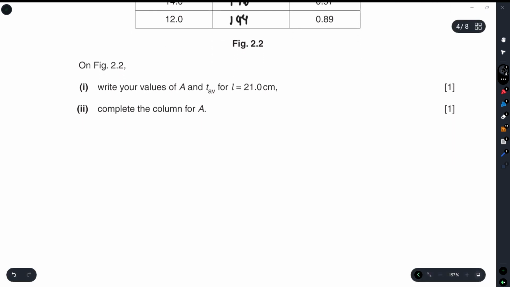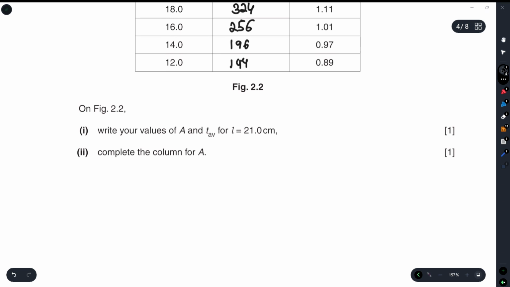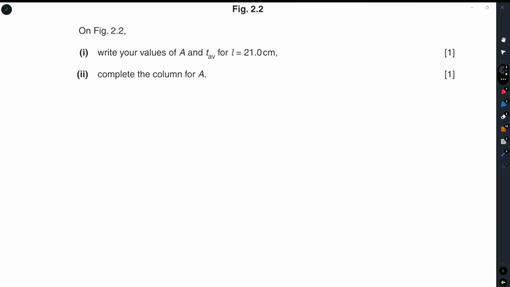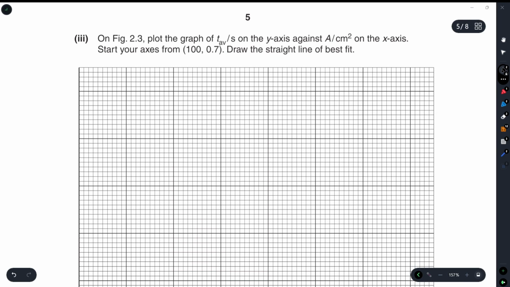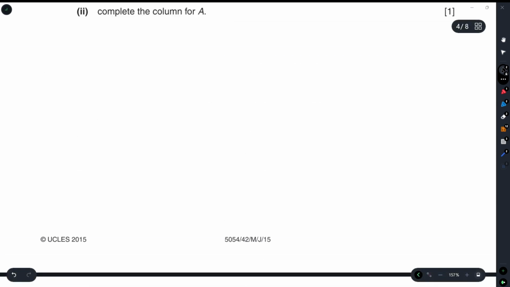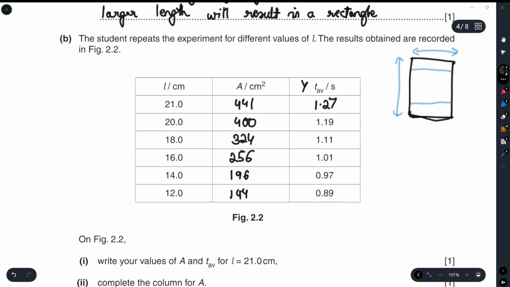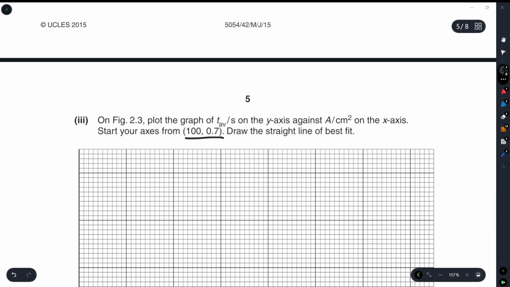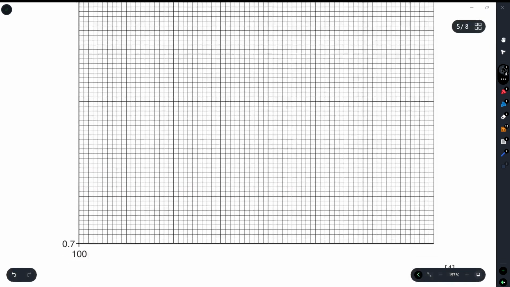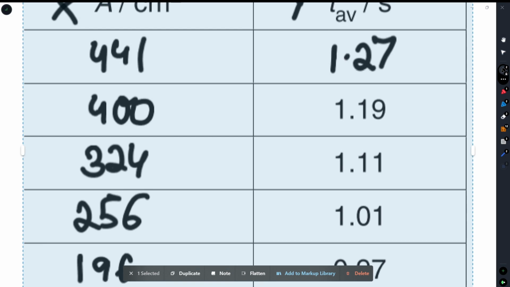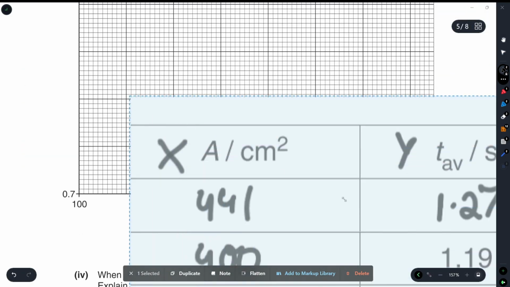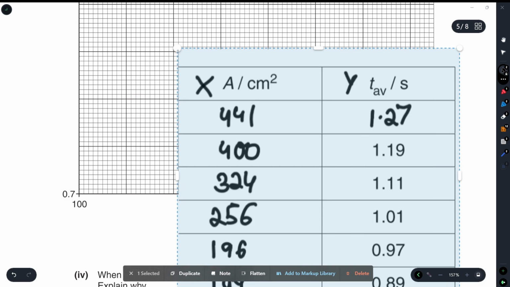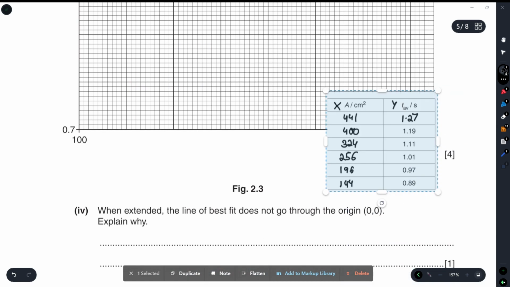Write your values for, ठीक है, we did that. Complete the column for A, we did that. Acha, plot A on the x-axis, TAV on the y-axis. So this right here is supposed to be the y-axis, this right here is supposed to be the x-axis. Let's copy the table. Acha, start your axes at 100 and 0.7. Draw the straight line of best fit. All right. So let's put that here.